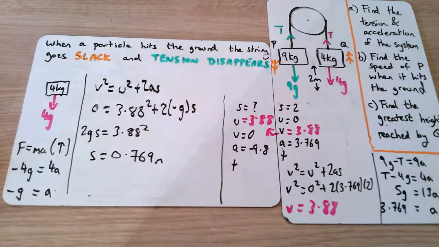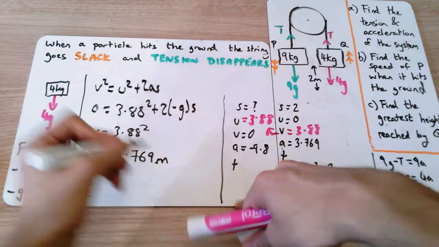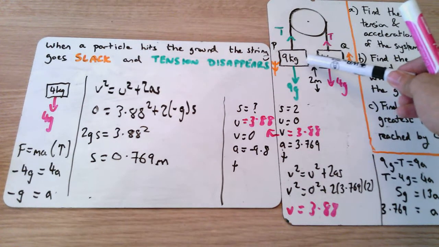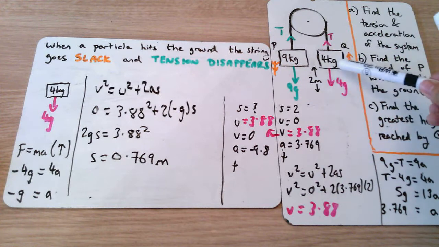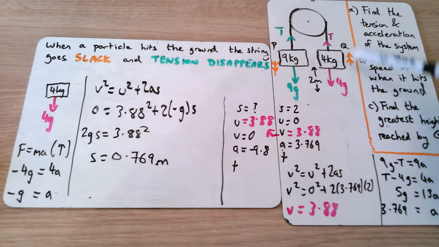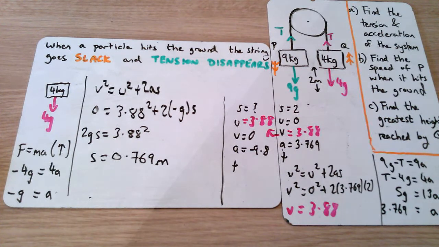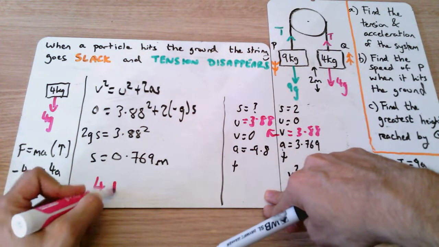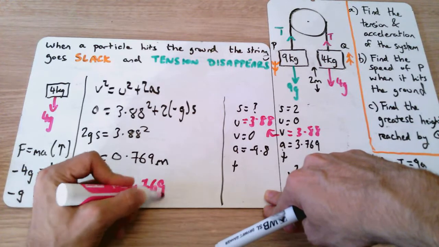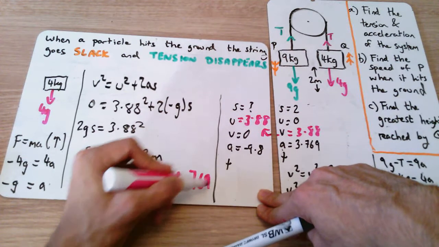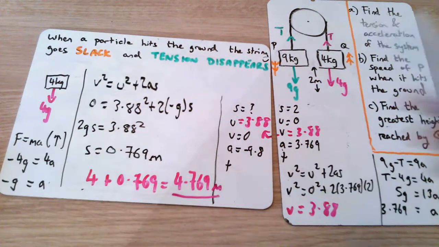Now that's almost done. Last thing we need to work out. It said the greatest height, but it means the greatest height above the ground. Now we knew these particles were 2 meters above the ground. Initially, P went down by 2 meters and Q went up by 2 meters. That means Q is now 4 meters above the ground at this point over here. Then it moves this additional 0.769. So our final answer for this case is 4 plus 0.769 meters, which is 4.769 meters. That is your final answer.